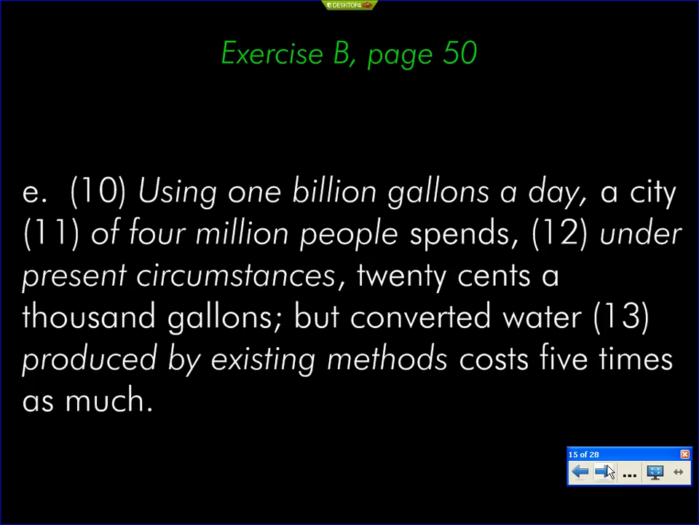Produced by existing methods. Who wants to give it a shot? Kristen? Is it a participial? It is a participial phrase. Modifying what? Water? Correct. Which water? The water produced by existing methods. When we look at participles and look for them, what do you often look for if you're looking for a participial? ing. We sometimes forget that participles are also past tense verbs, past participles, EDs, or sometimes irregulars. So keep that in mind as well.